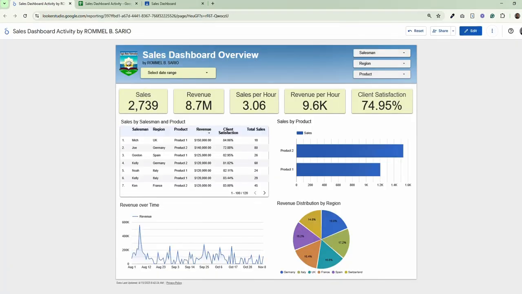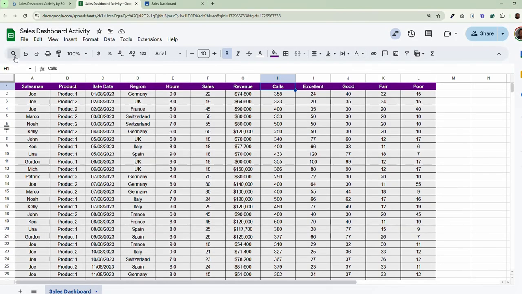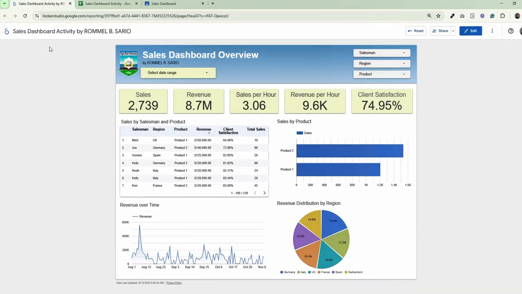is all about. So from raw data to organized information, we started with a simple Google Sheet containing rows of data: salesman, product, sales date, region, revenue, calls, feedback, scores, etc. On its own, this data is not easy to interpret. But once we added calculated fields such as sales per hour, revenue per hour, client satisfaction, and positive or negative feedback, we started to give meaning to the numbers.